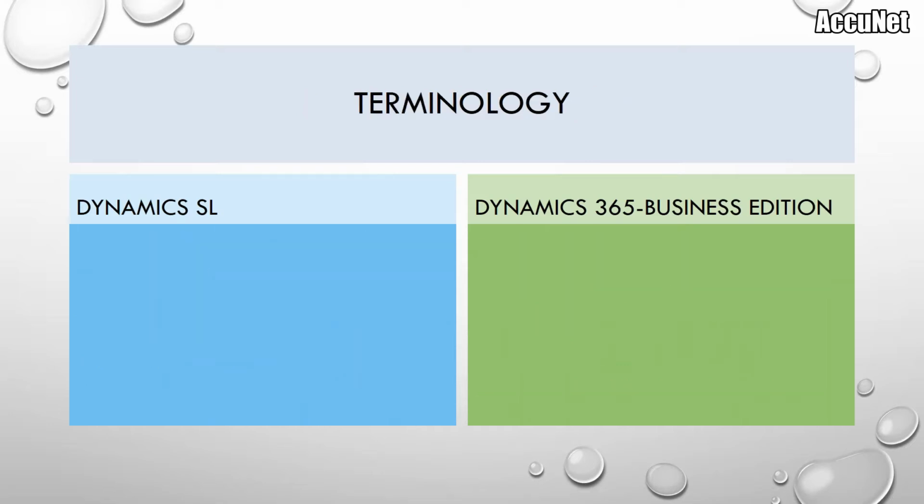Okay, so as far as the terminology, as a longtime SL user, I've got used to what the names of things are. So I thought this was very helpful for other users to understand that there's some differences in what they call things in 365. In SL, you have screens. So you have modules and screens. In the Business Edition, you have cards and pages.